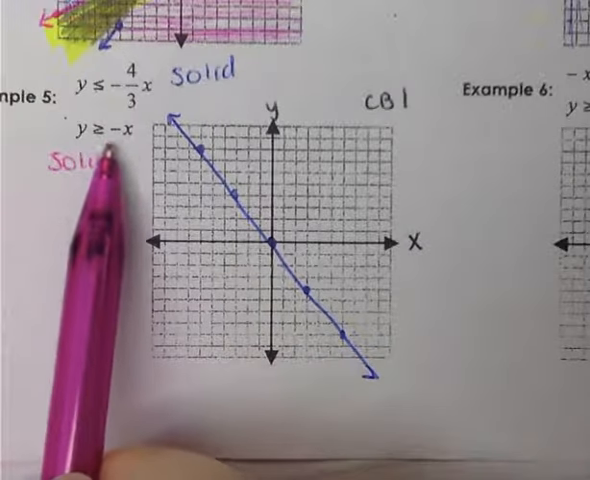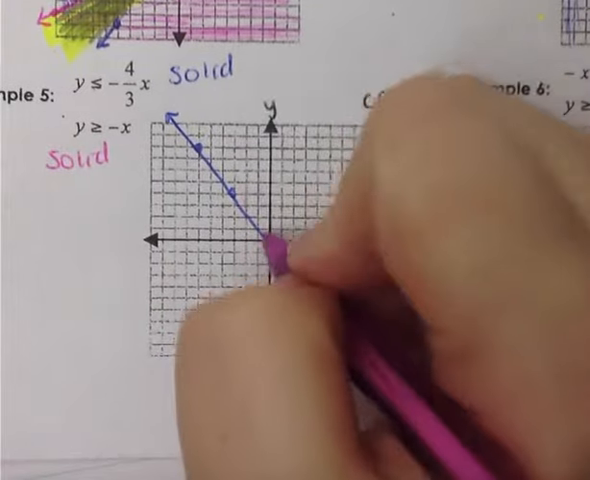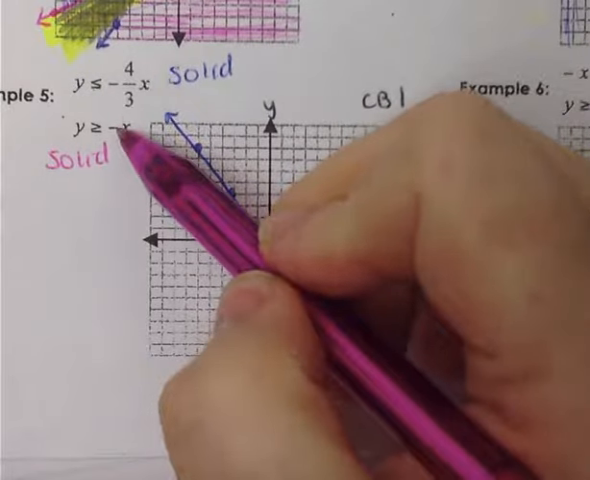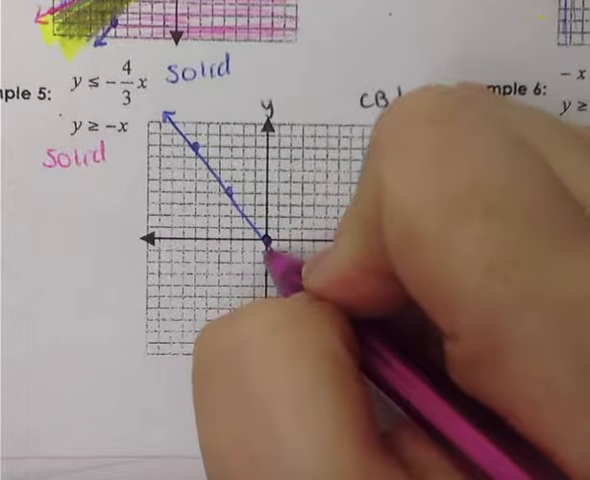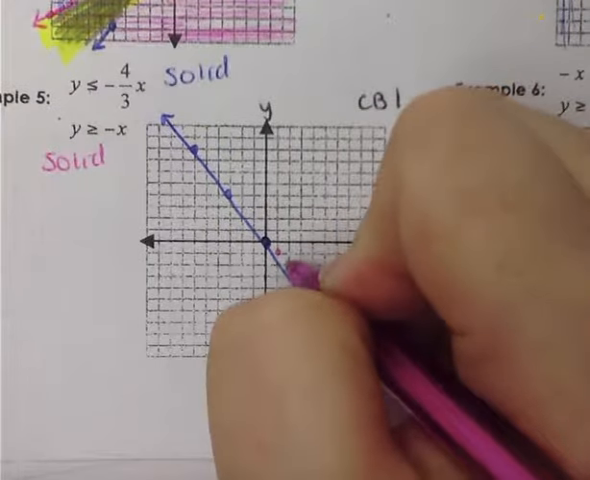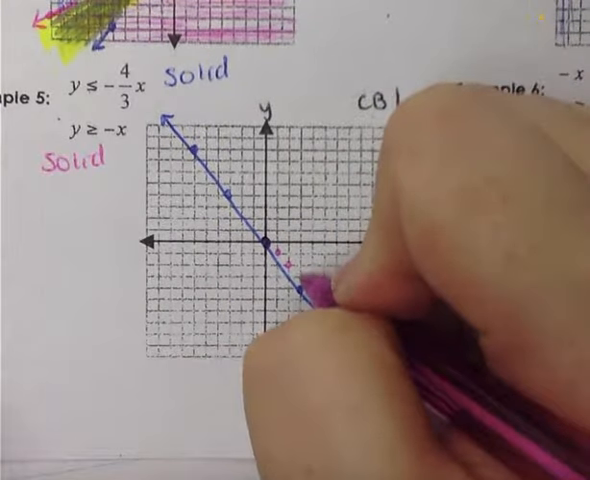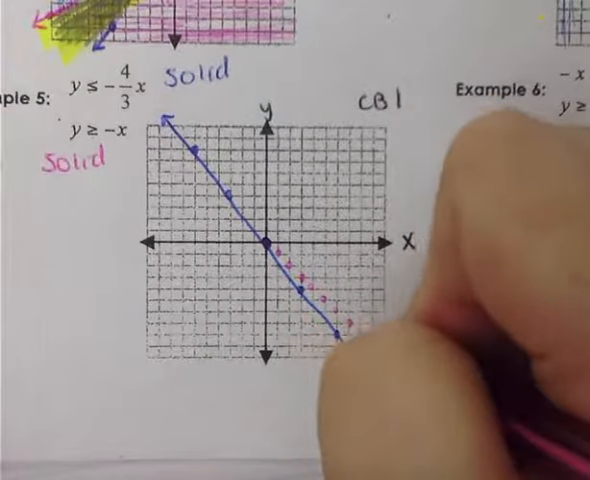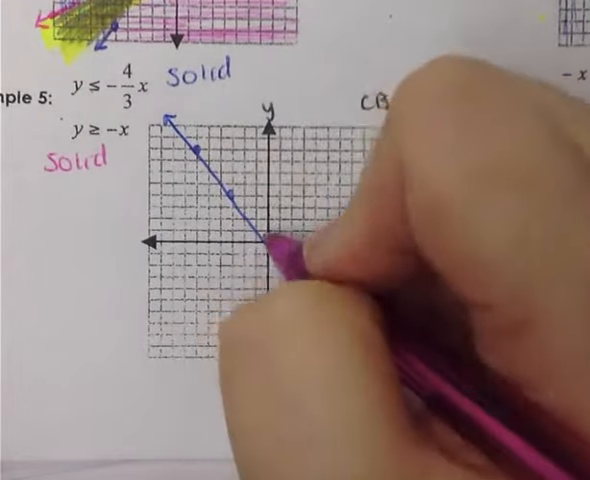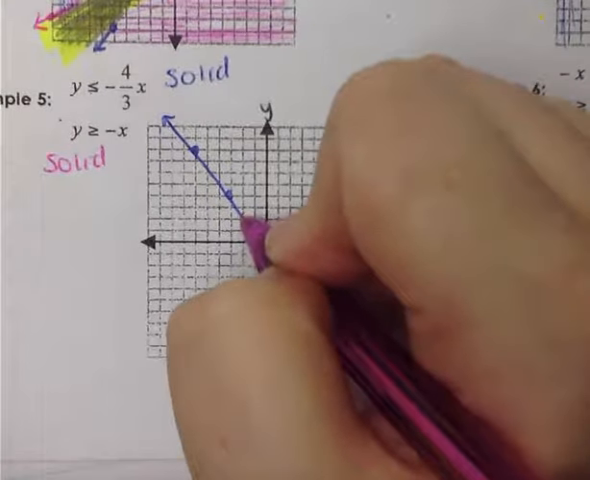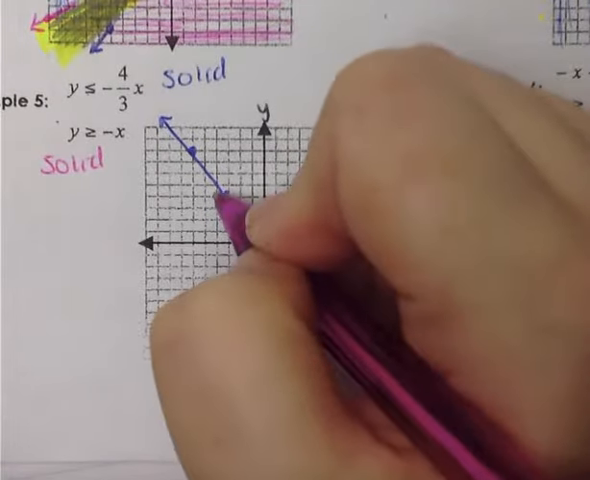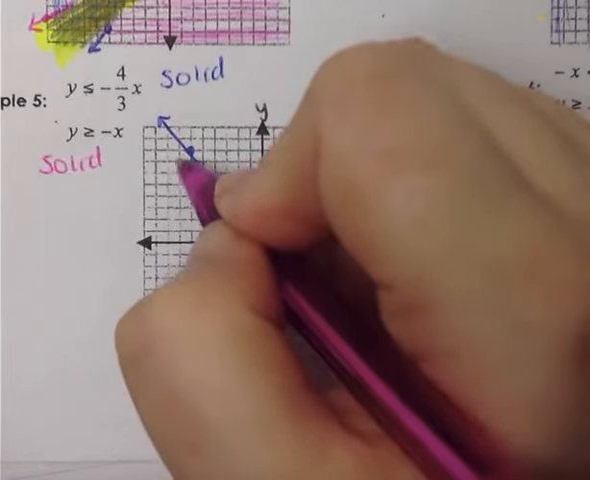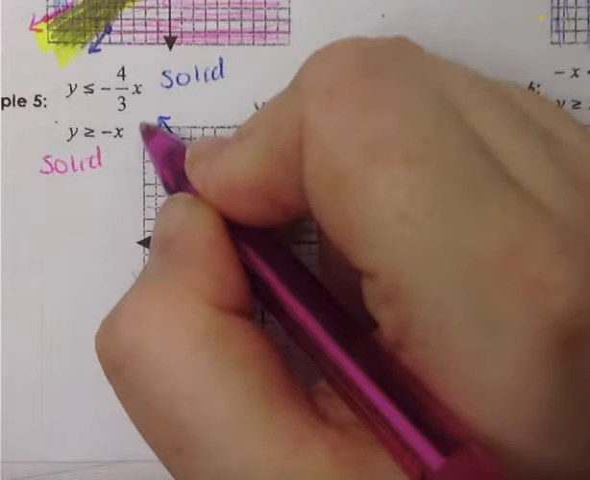That is y is greater than or equal to -x, so our y-intercept is also 0, 0. But then our slope is -1. So we're going to go down 1 and right 1. Do as many of those as you can all the way through so you can get them as accurate as possible. Then we're also going to go up 1 and left 1. Keep going. This is also a solid line.